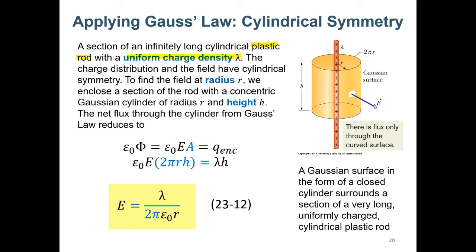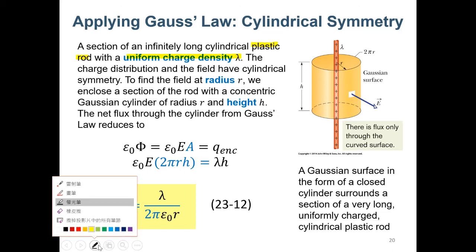The charge distribution has a cylindrical symmetry, because as long as you consider this line is infinitely long, you should see the same E field for points with the same distance from it. So it should be a cylindrical symmetry. As long as the r is equal, they should have the same E field. So in this case, we define the Gaussian surface as a cylinder.